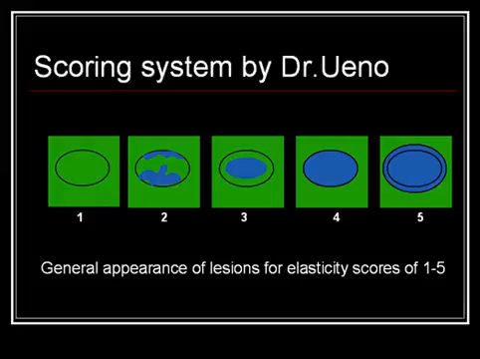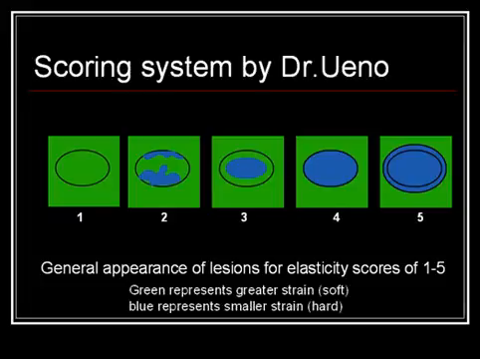This is a diagram of all the scoring from 1 through 5. I will be going over each one separately. This is just to give you an overview. As you go from 1 through 5, the 1 represents the benign lesions and the 5 represents the malignant lesions in progression. The green represents the greater strain. That's why it is soft and it looks green on the images. And the blue represents a smaller strain, and it represents a hard lesion.